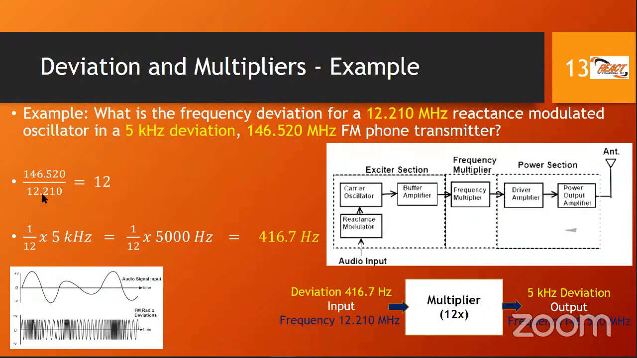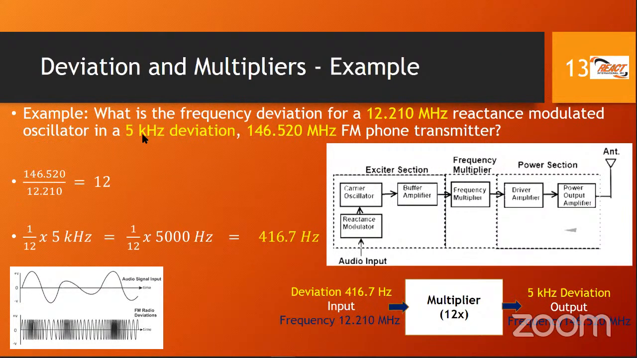So that's the first calculation that we do here. If we want to end up with 146.520, and we have our first generated signal as 12.210, let us see what multiplier we need. We simply divide 146.520 by 12.210, and we get 12. So that is how we know if we're generating our signal at 12.210 in the radio, and we want it to end up as a final signal at 146.520, the multiplier has to be a 12 multiplier. But notice, because it's a 12 multiplier, we have to go with 1/12 the deviation.